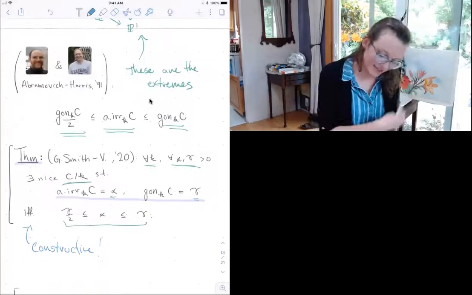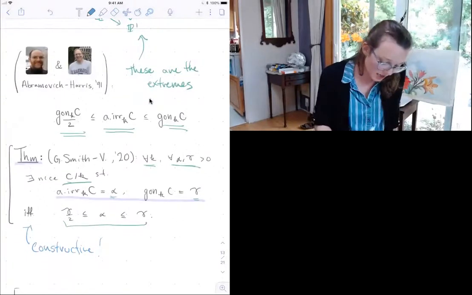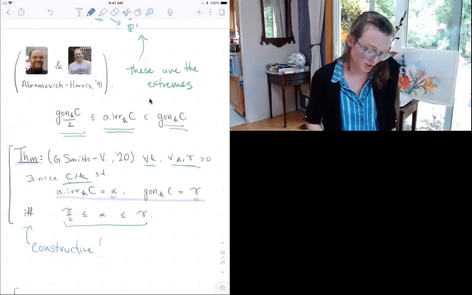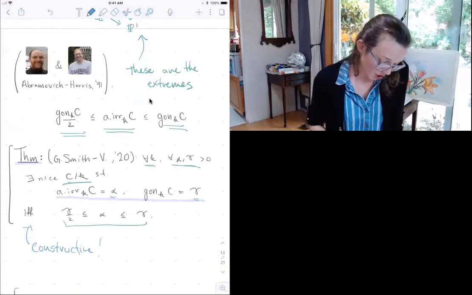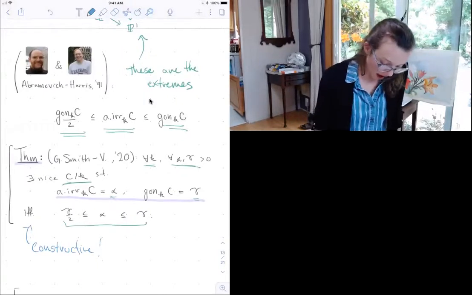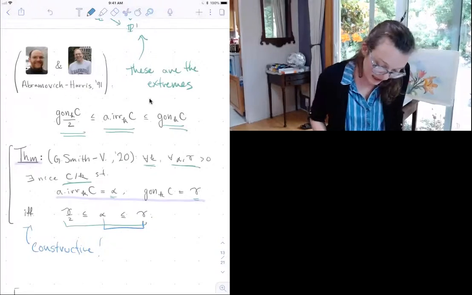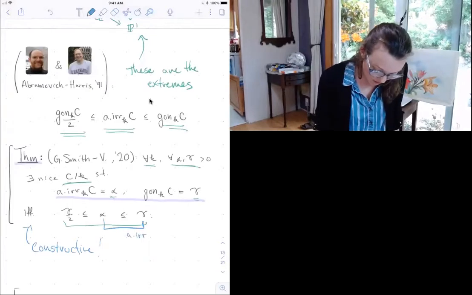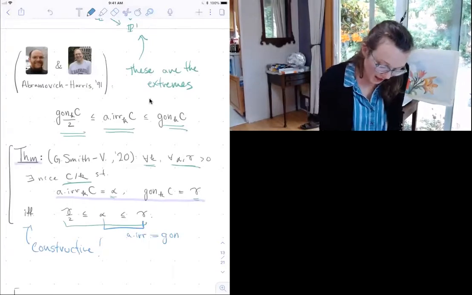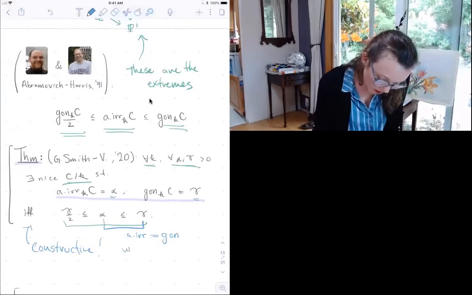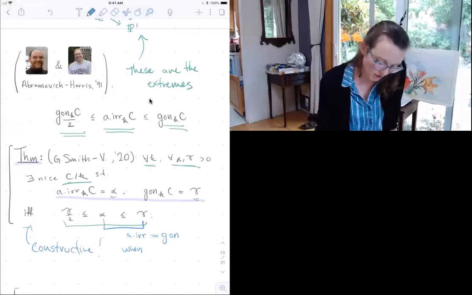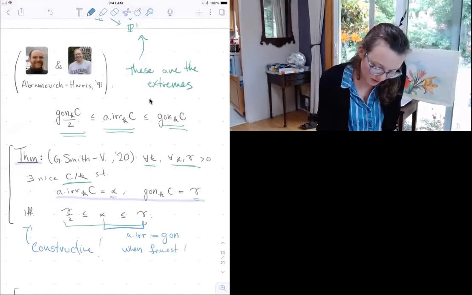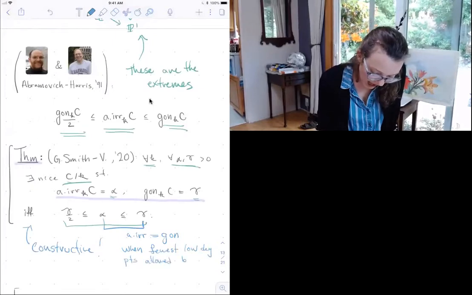Okay, so this is the landscape. This is a description of what these invariants can be in relation to each other. So I want to focus now on the case of equality in this range, when the arithmetic degree of irrationality is equal to the gonality. And the reason is, this is when you have the strongest number theoretic results, when you have the fewest low degree points allowed by the geometry of maps to P1.